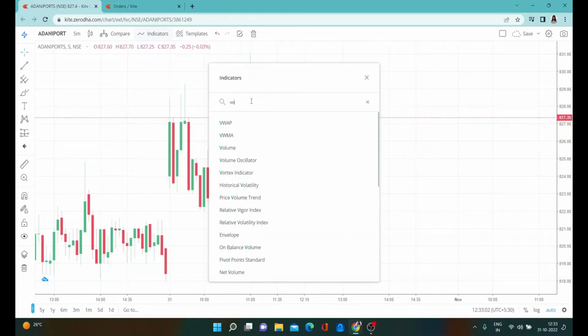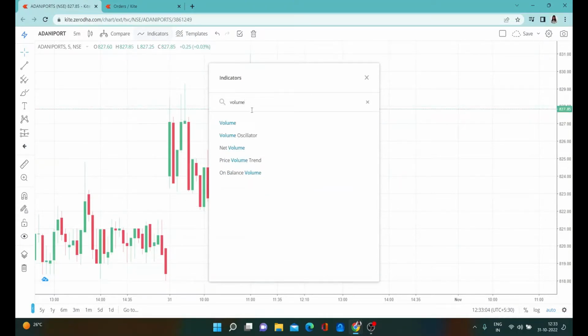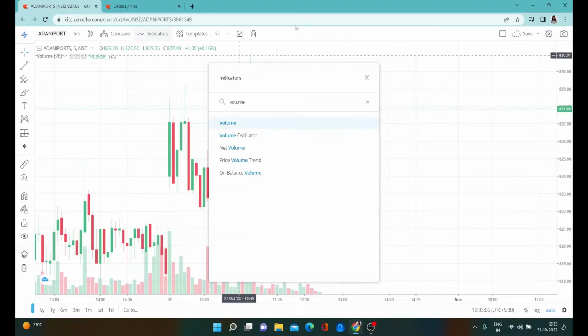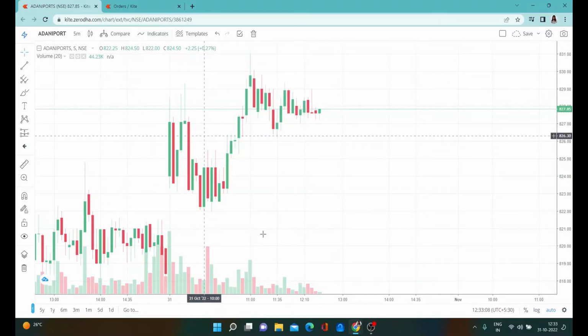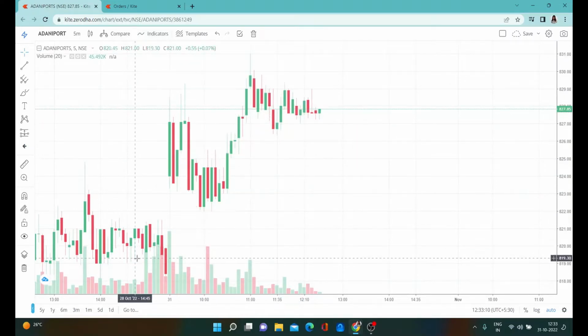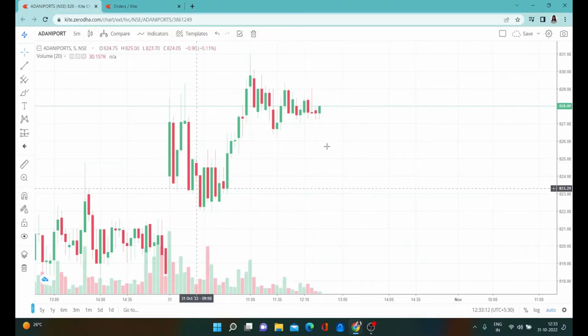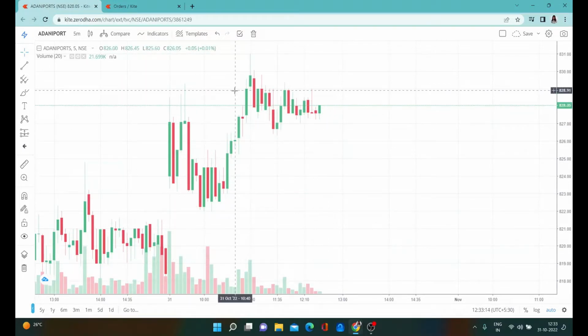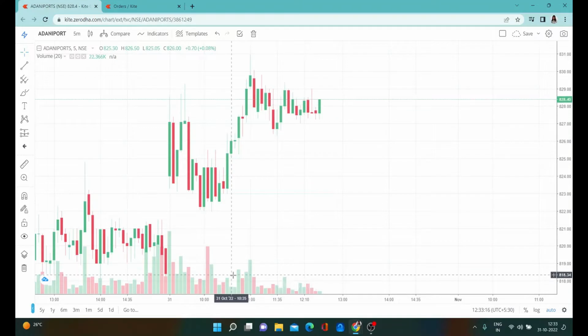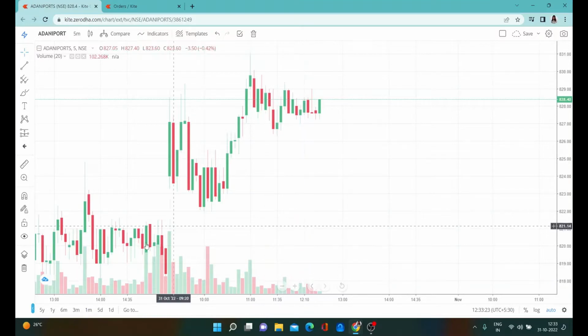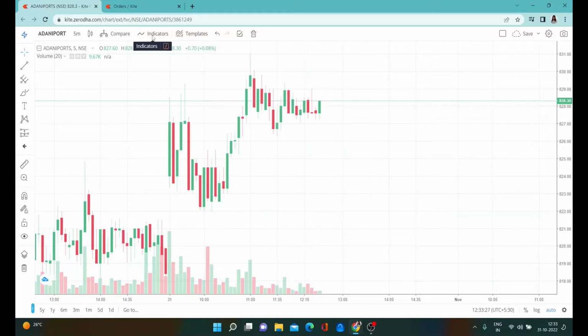One is volume. You need to analyze the price chart keeping the volumes in check. That is extremely important. You'll understand why later.